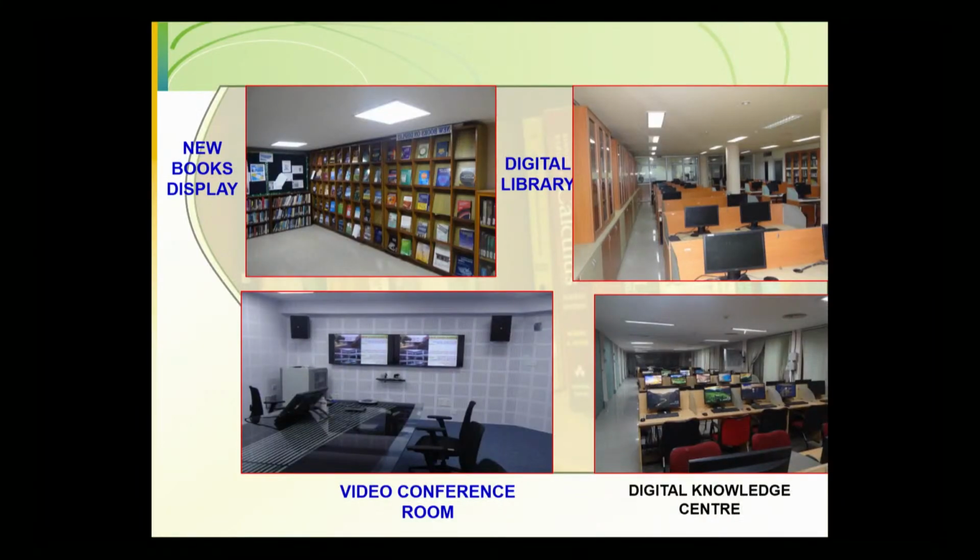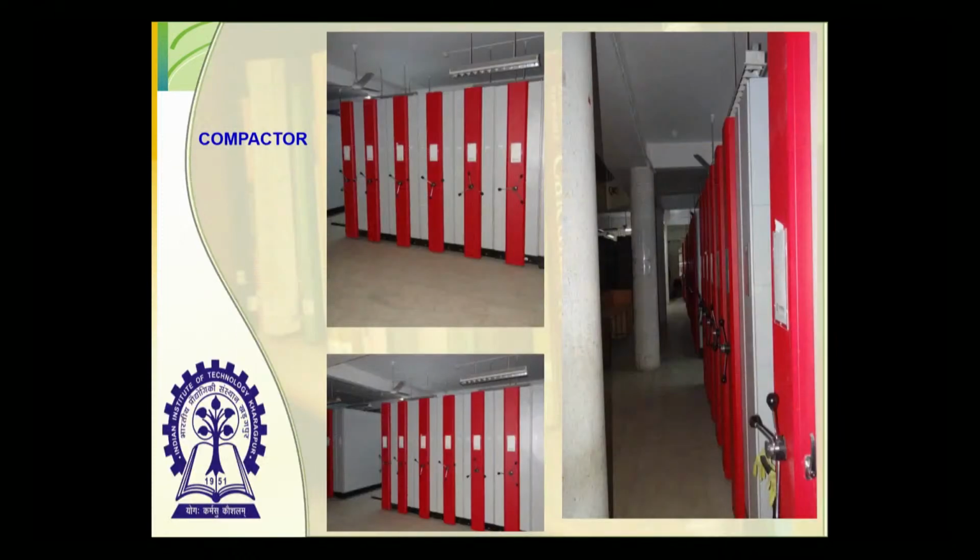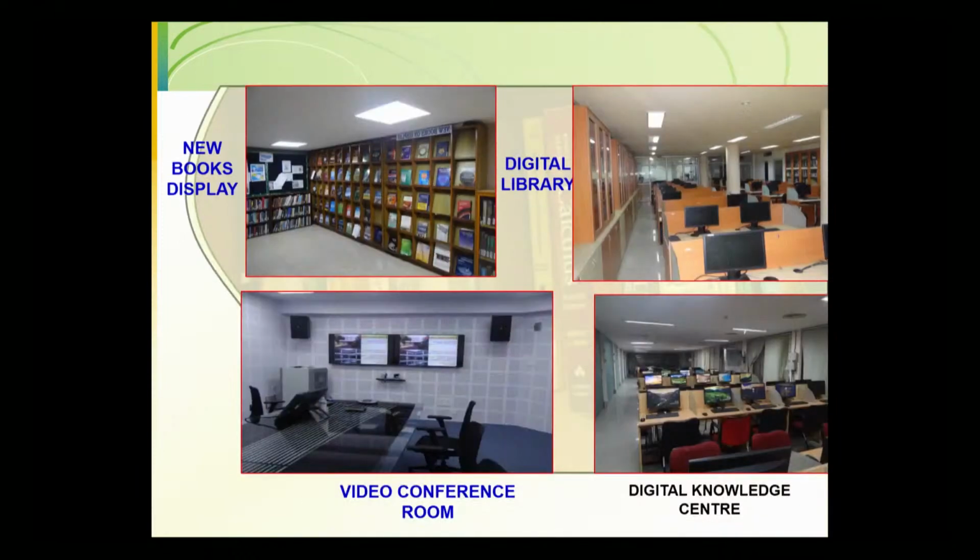This is the new book display area, where every week we display the new books. Every year we purchase more than 6,000-7,000 books. So every week we display the new books, and you can come and see which new books we have acquired for the library.